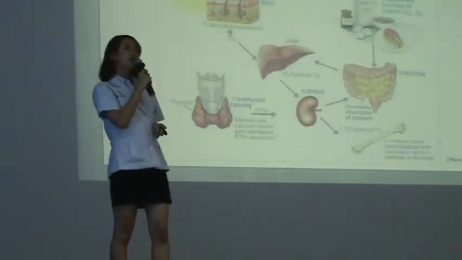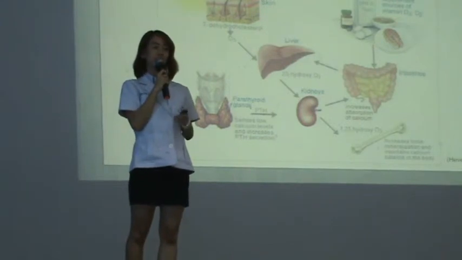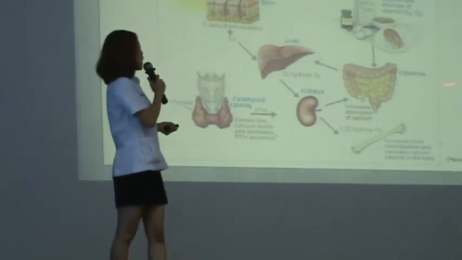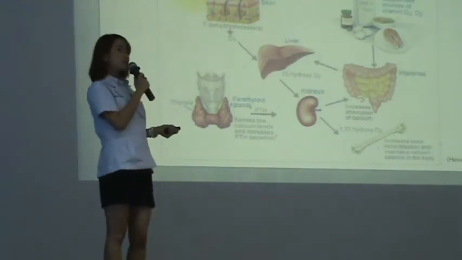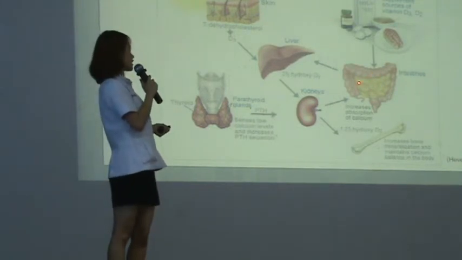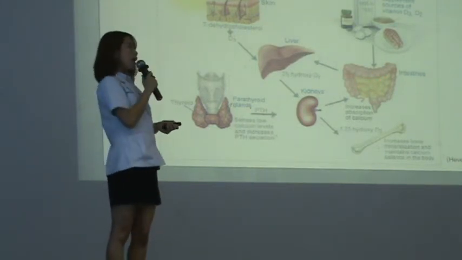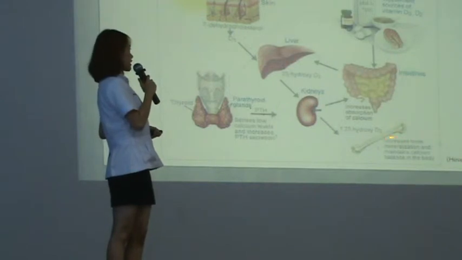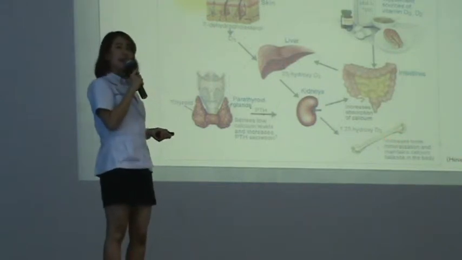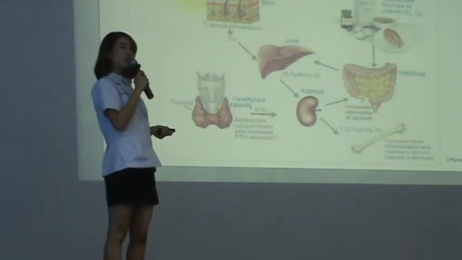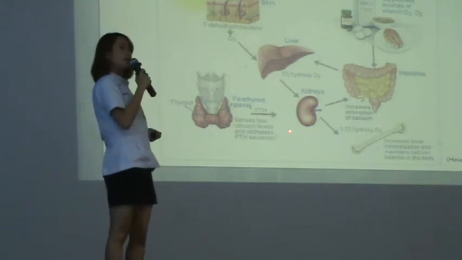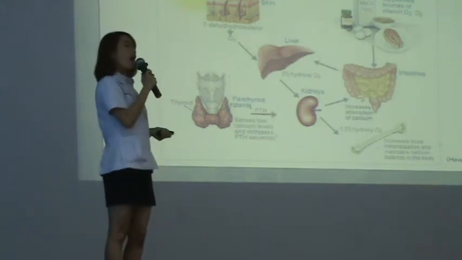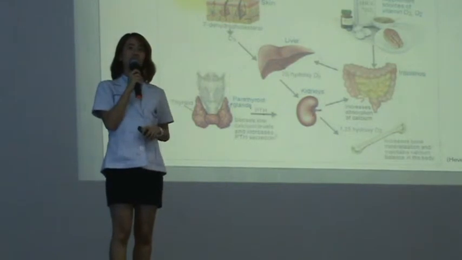Vitamin D can prevent metabolic bone disease by, 1, increasing calcium absorption in the small intestine. 2, it increases bone mineralization and maintains calcium balance in the body. Moreover, it also inhibits parathyroid hormone, which prevents calcium loss from bone.